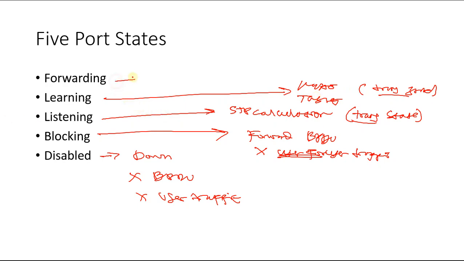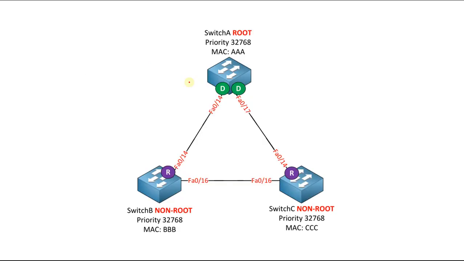And the next, the final state, is forwarding. In the forwarding state, the switch forwards user traffic and processes BPDUs. Okay, that's all about the 5 port states in STP.